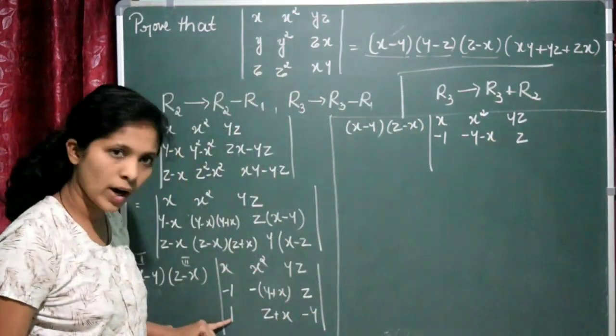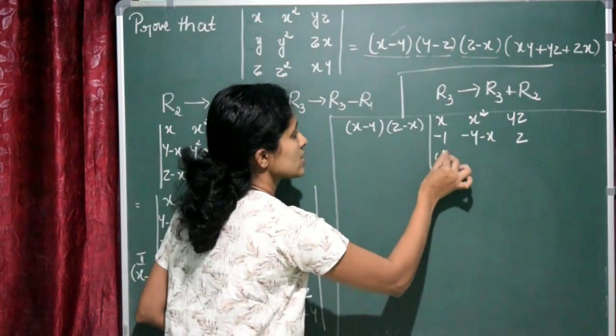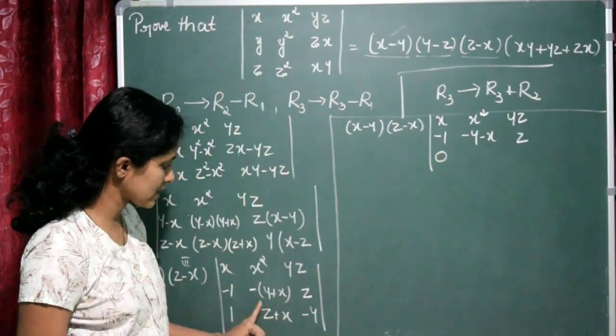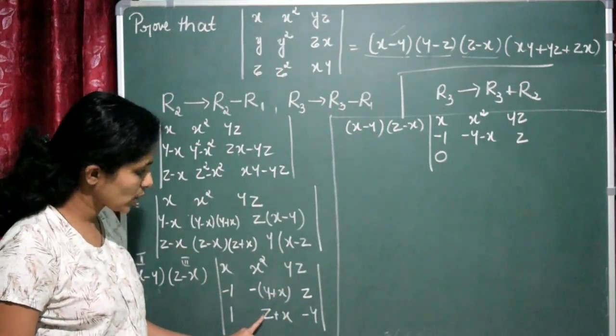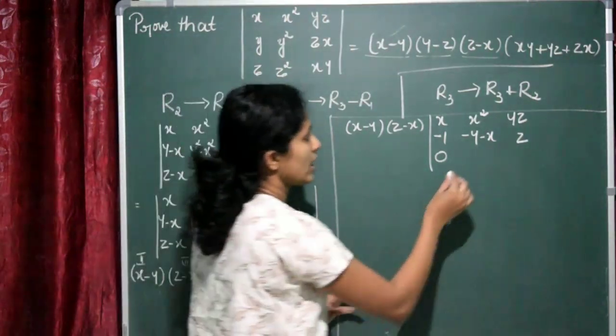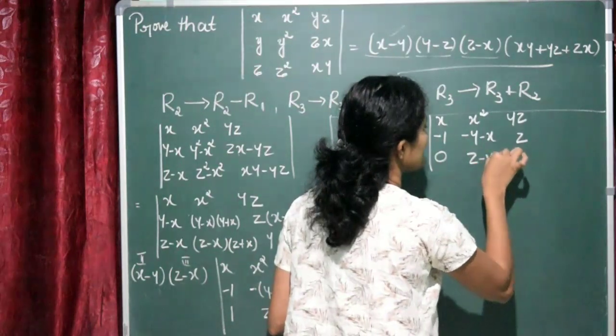And here 1 minus 1 will be equal to 0. So this is z plus x minus y minus x. So x and x will get cancelled, right? So remaining with z minus y. Is it clear? Z minus y.